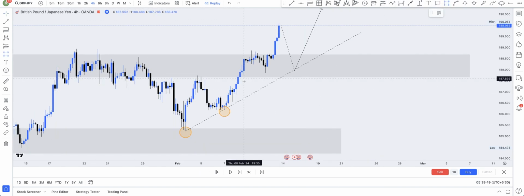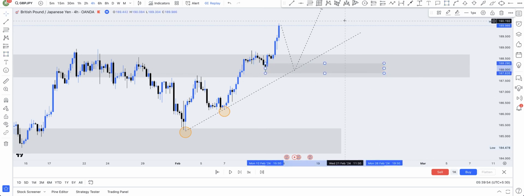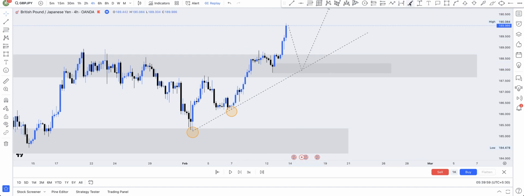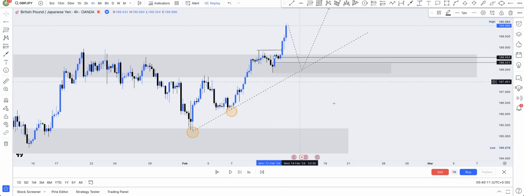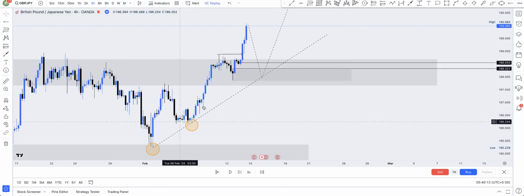Also we have a demand zone here. So now we have almost like four confluences. We have a demand zone where price has broken a structure to the upside, and also we have an imbalance here that price is supposed to fill. So now you can see that we have almost 4 or 5 confluences. So we have our trend line, we have our support and resistance, we also have our demand zone, which is also on a Fibonacci golden zone.